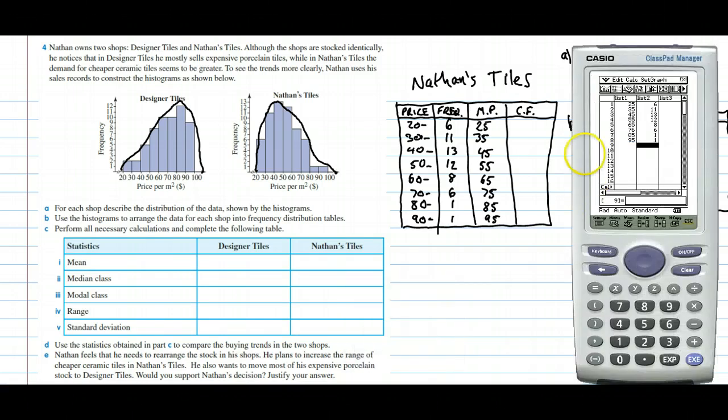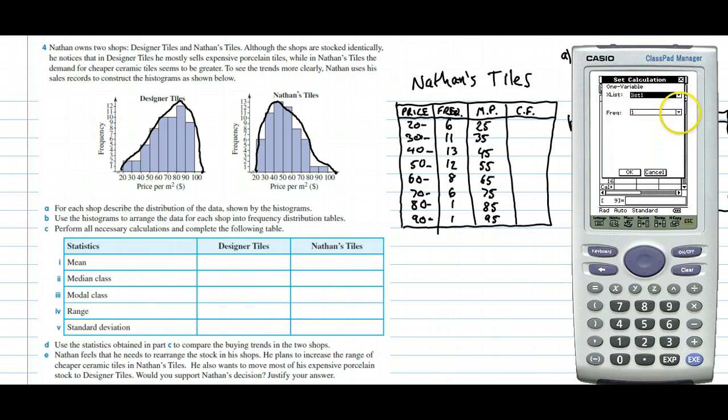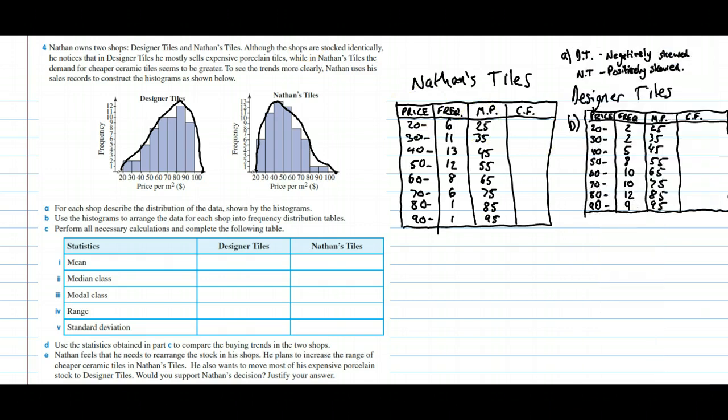We'll do it one at a time, but we'll enter the data into the calculator. So here's the data for Nathan's tiles. We've got the midpoints listed here, and we've got the frequencies listed in this second column, list 2. Okay, so we just go to calc and one variable, list 1, and we choose frequencies to be list 2. That's where we put the frequencies. And here we've got all the statistics we need, so we can write those in.